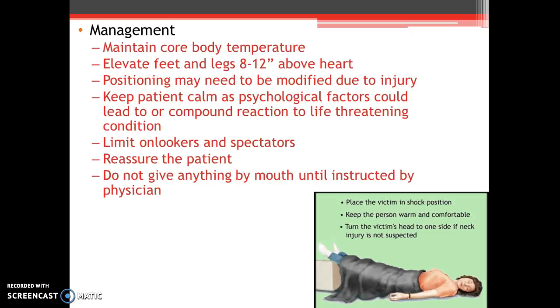So we want to make sure that we limit those onlookers and make sure that we're constantly reassuring the patient as well.